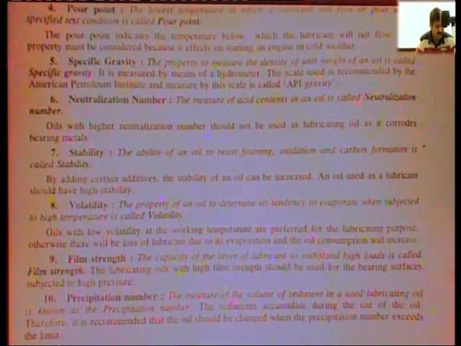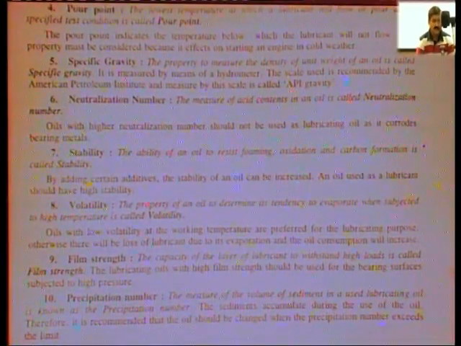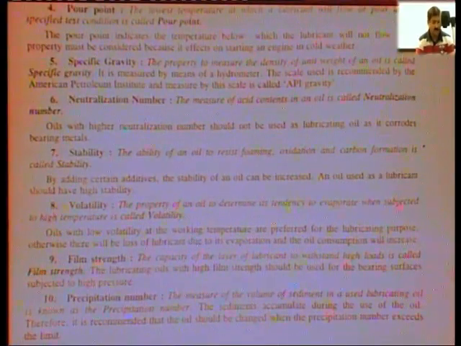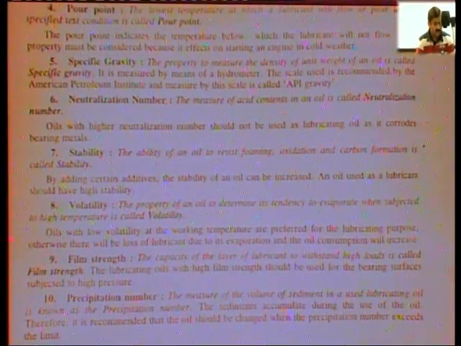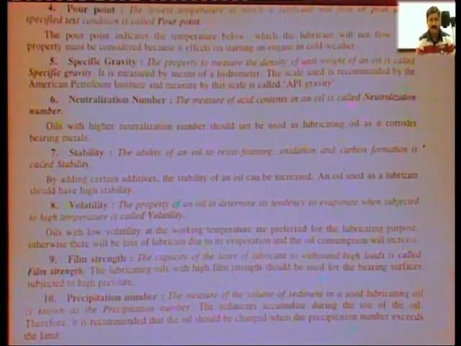Next is the stability. This ability of the oil shows the resistance to foaming, oxidation and carbon formation, which is called stability. Some additives can be added to the oil to increase its stability.